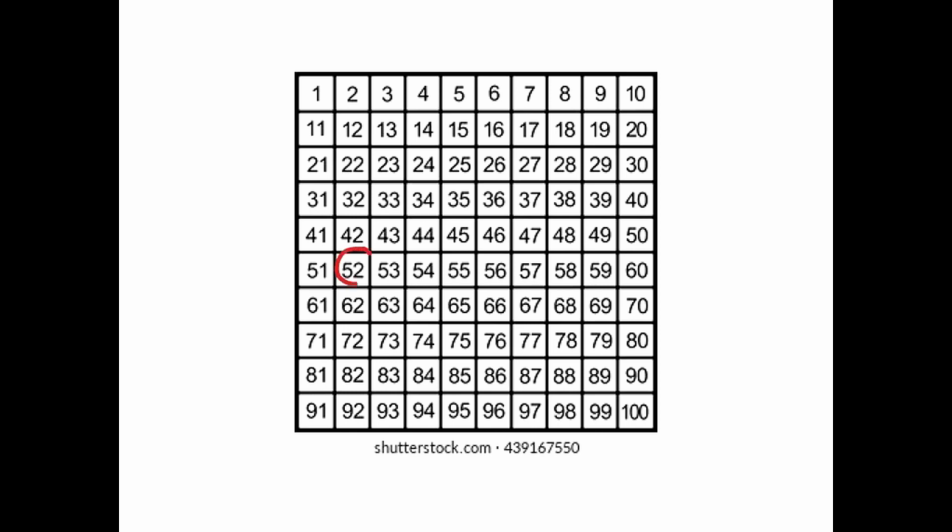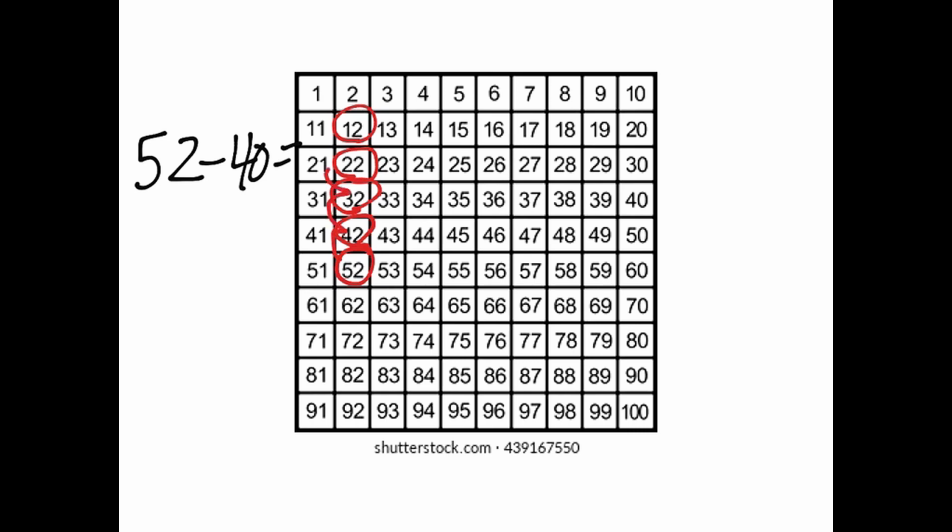Say we start with 52. We'll make the problem 52 minus 40. The student should know that the 40 is 4 tens places. So we're going to count back 4 spots. 52, 42, 32, 22, 12. That leaves us with 12.